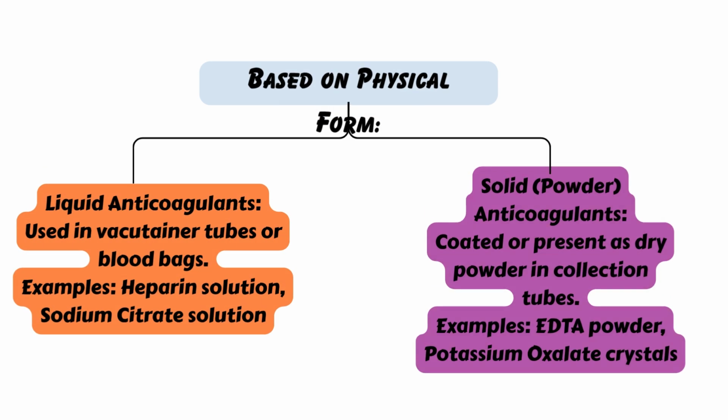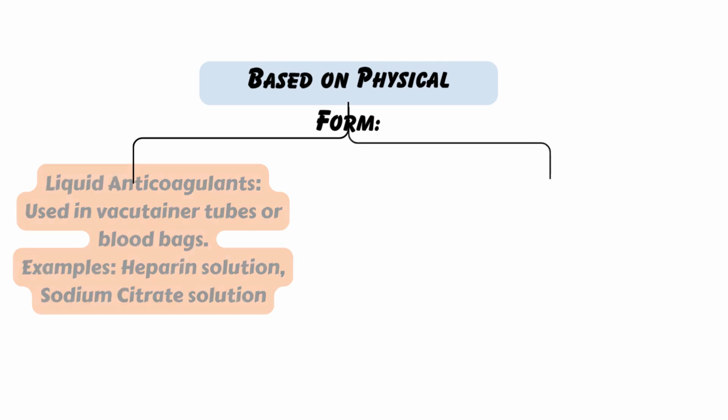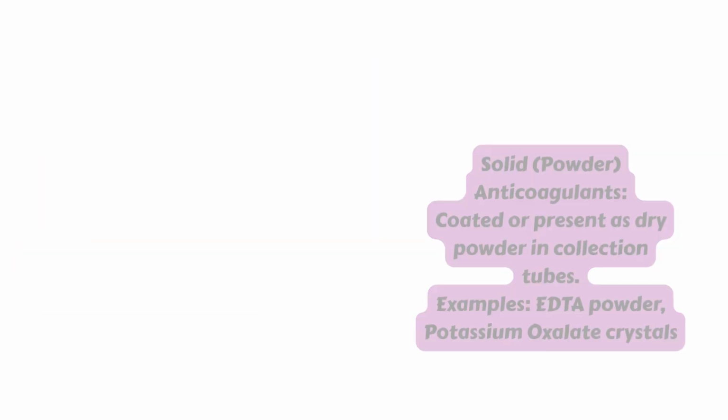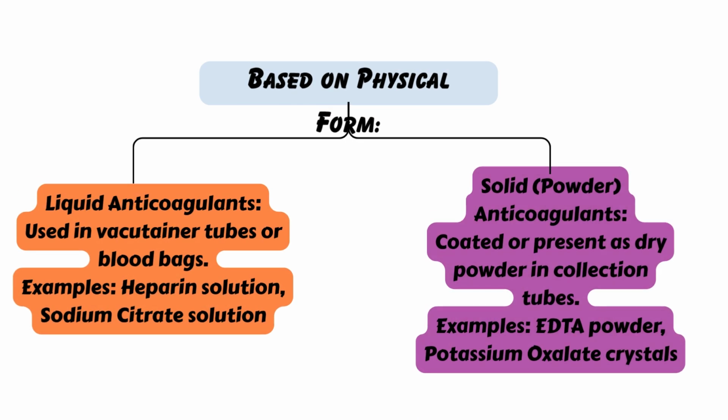Solid anticoagulant is commonly present in dry form, and it is coated on the surface of the tubes. Example: EDTA. Light blue, 3.2% sodium citrate.